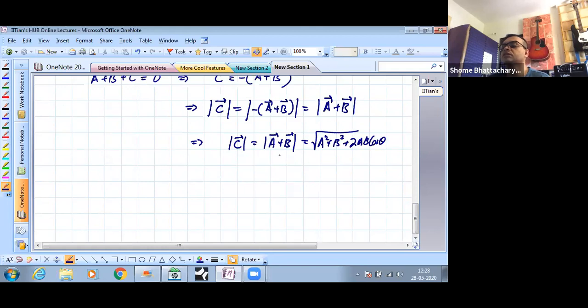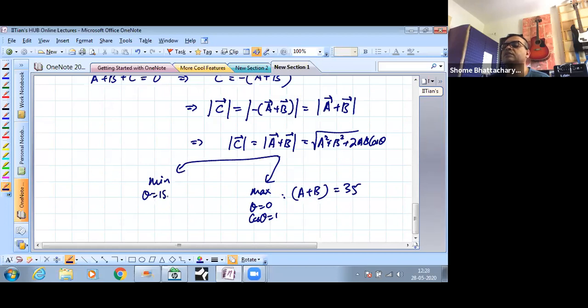Now you can see, when is the maximum value of mod of A plus B? It is maximum when theta is equal to 0 or cos theta is equal to 1, and in that case it becomes A plus B, in this case 35. And on the other hand, when is it minimum? Minimum is when theta is equal to 180 degrees, so cos theta is equal to minus 1. So it becomes the difference, in this case 5. So this is the minimum value, 5, and this is the maximum value, 35.